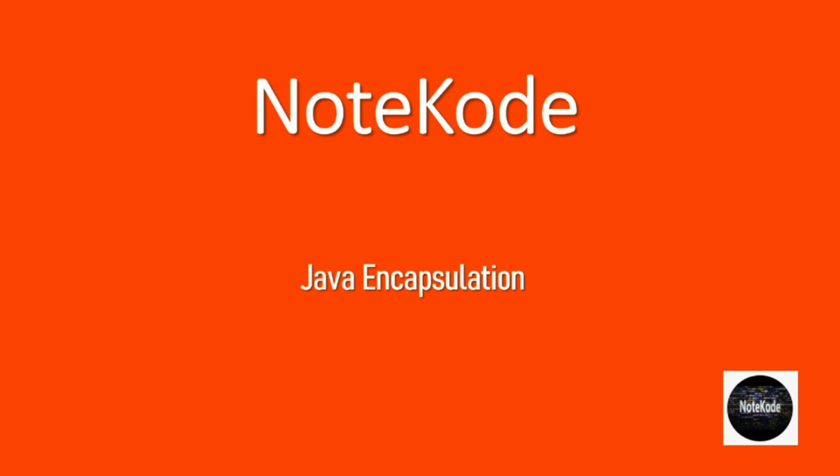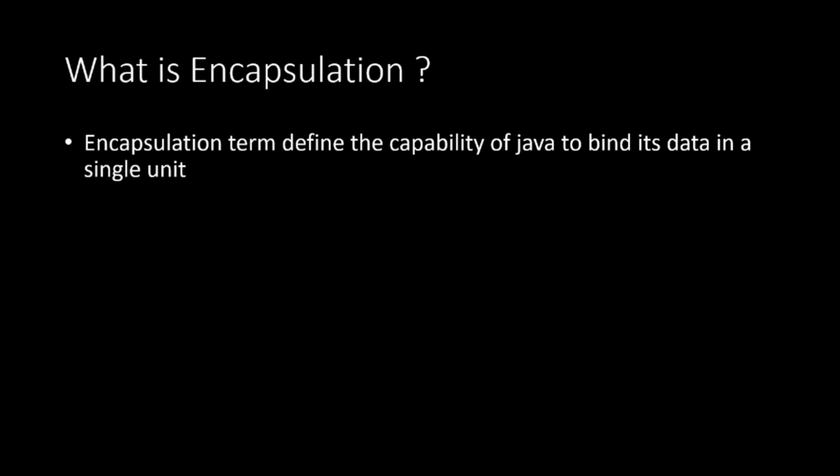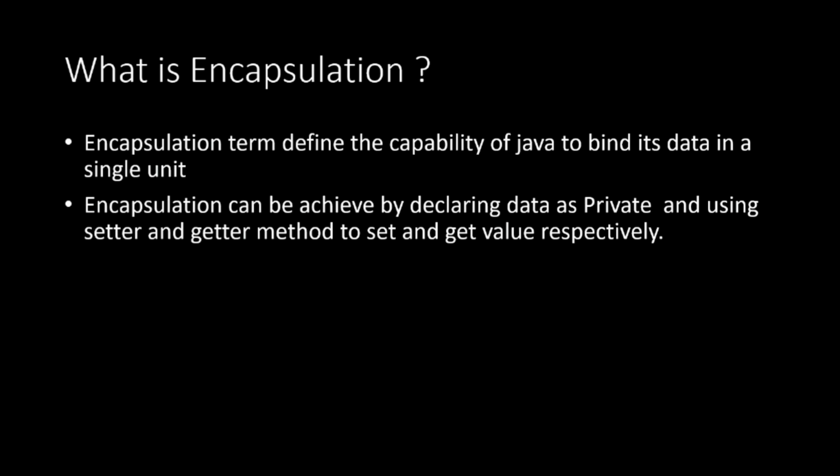So today we will be discussing what is Java encapsulation briefly with an example. What is encapsulation? The term encapsulation defines the capability of Java to bind its data in a single unit. Encapsulation can be achieved by declaring data as private and using setter and getter methods to set and get values respectively.